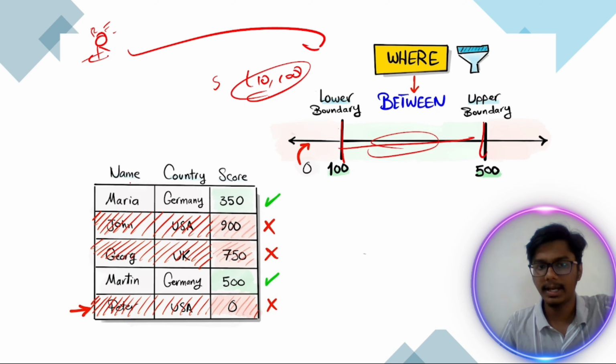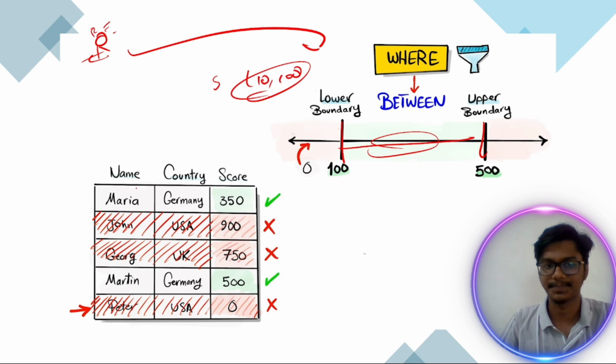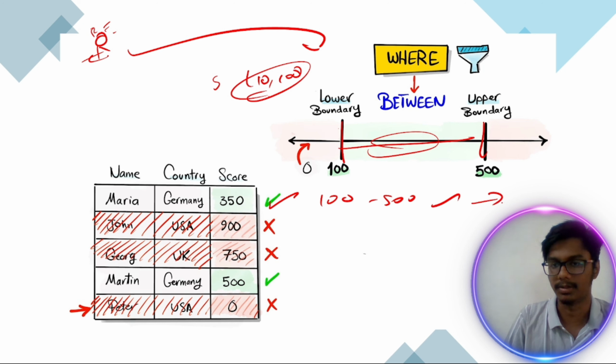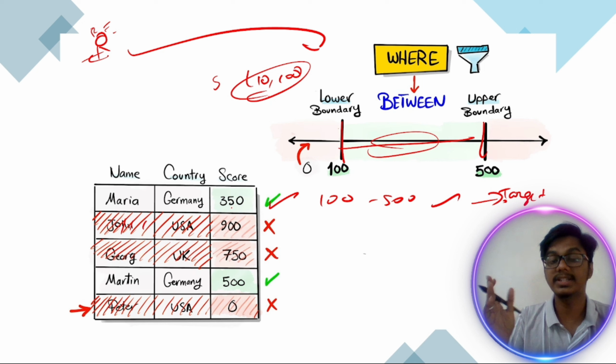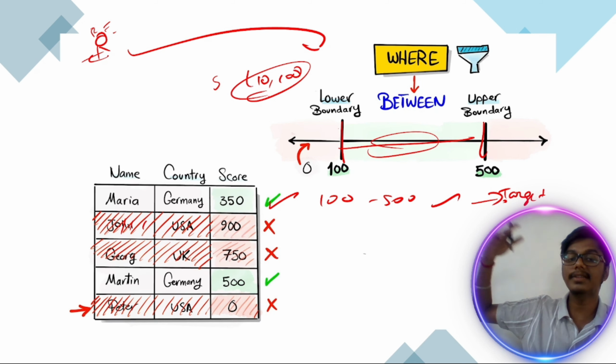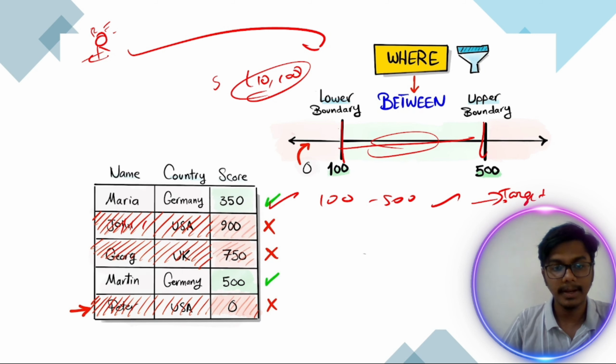So let me get into the DB and explain all those things. It checks whether the score is in the range of 100 to 500. 350, yes, it's between 100 and 500, so I put it in my target table. Again, the query doesn't stop, and it gets into John and checks whether the score is between 100 to 500. No, it's past the upper boundary, greater than 500. So I don't want this John. My motive is between 100 to 500, so I just ignore this result.